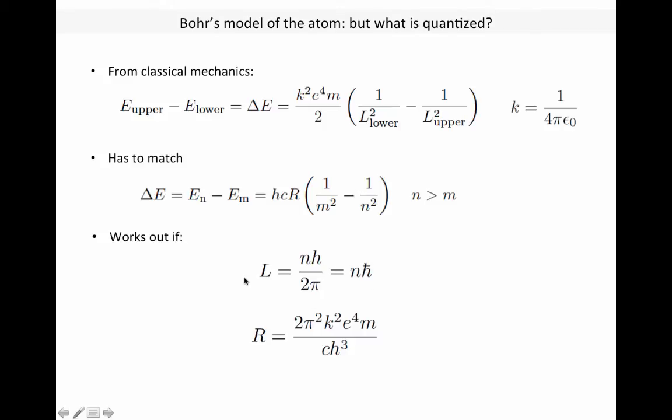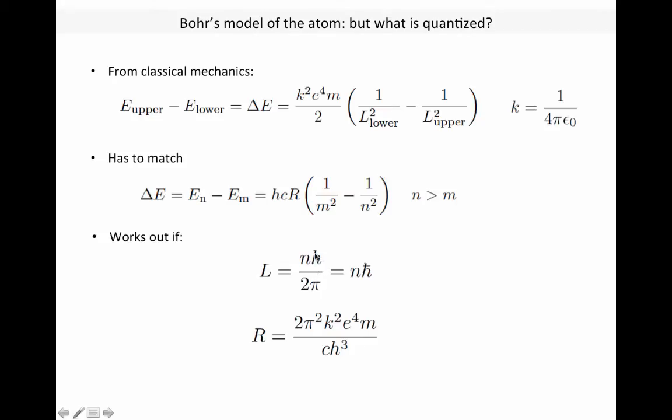It also only works if the angular momentum, L, of the orbit is equal to an integer n times Planck's constant over 2 pi. So this says that the angular momentum of the orbit of the electron can only assume certain discrete quantities, right? It can be equal to 1 times h over 2 pi or 2 times h over 2 pi, but it can never be equal to 1.5 times h over 2 pi or 2.3756 times h over 2 pi.